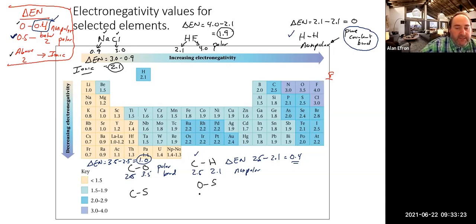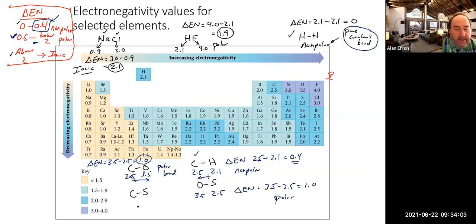Now let's take a look at oxygen and sulfur. Oxygen is 3.5, sulfur is 2.5, right? So again, if we do our difference in electronegativity, that's a 3.5 minus a 2.5. That is a 1. Again, that's going to put us in this region here, and that would give this a polar bond. Again, the electrons would be heading towards the oxygen in this case. By the way, same thing here. They would be heading towards the oxygen in the case of the carbon and oxygen bond that's happening.